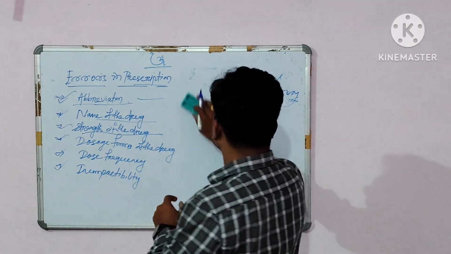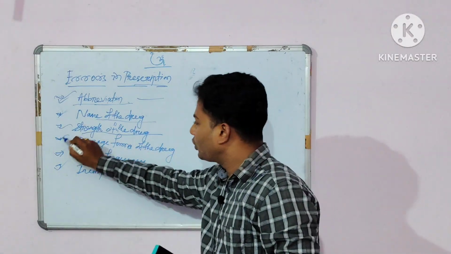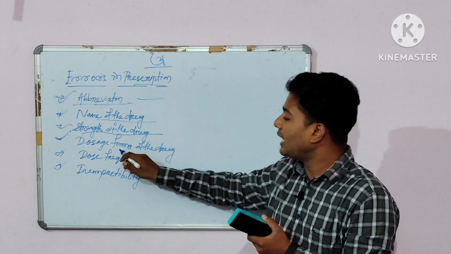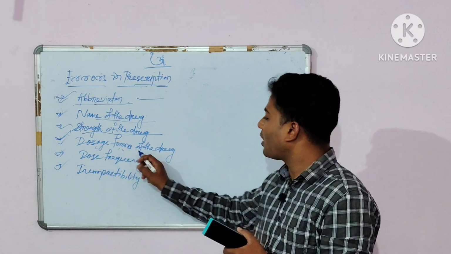Clear? And the next part is doses of the drug. For the doses of the drug, which type of errors occur in prescription? For example, we say dosage form of the drug.